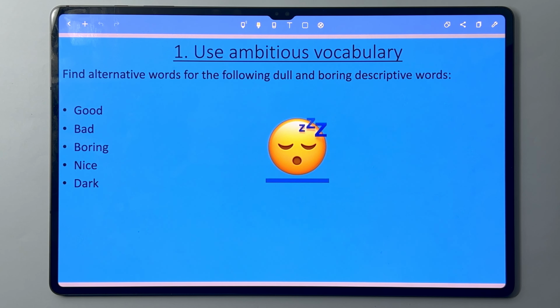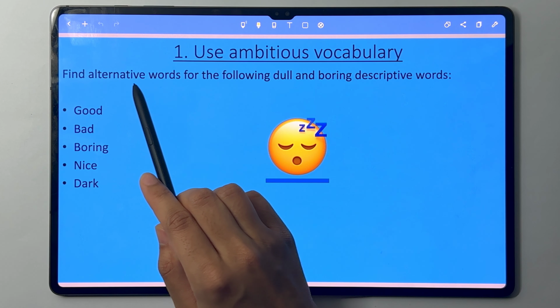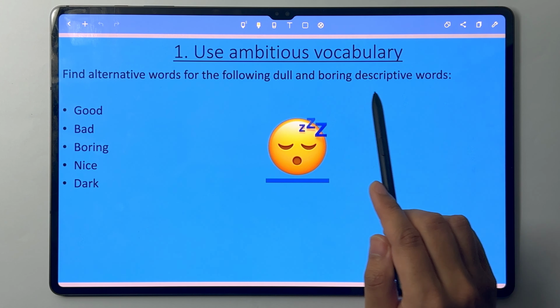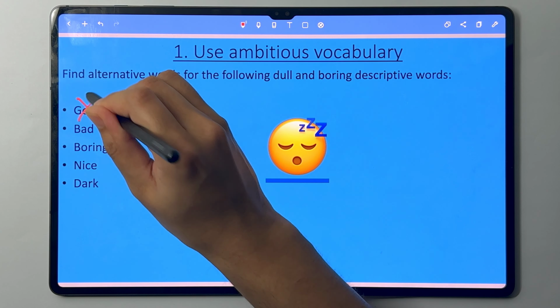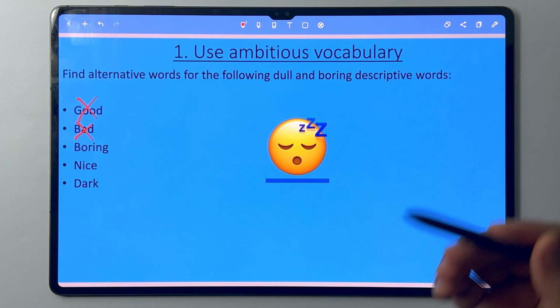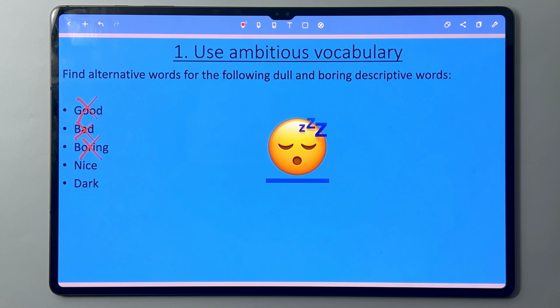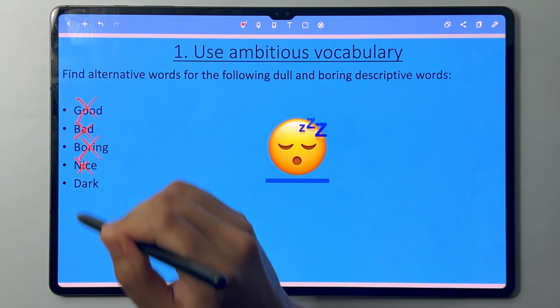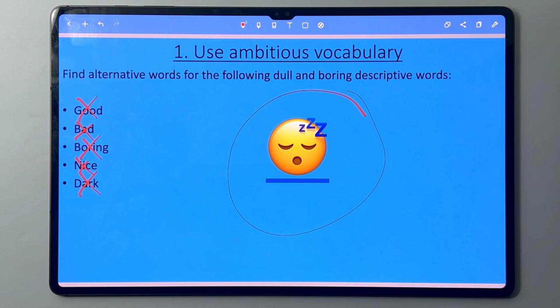Number one, use ambitious vocabulary. So for you to write a fire description, one of the most important things to do is to use ambitious vocabulary. So find alternative words for the following dull and boring descriptive words. So if you use words like good, these words are banned. The word bad is also bad and banned. The third one, boring, is banned because it's a boring word. Nice, okay, is also bad, and dark. So these words, as you can see, will put people to sleep.